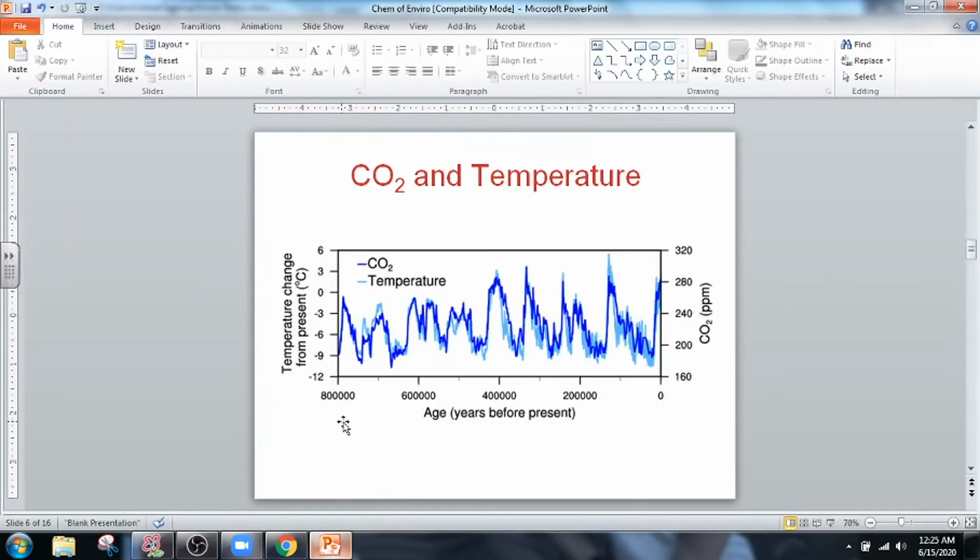The first thing that I want you guys to recognize, and this is oftentimes something that people out in society get confused about, is that carbon dioxide levels and temperature are linked. Absolutely, 100% linked. When you have high levels of CO2, your temperature is warmer. So you can see here our dark line is CO2 and our light line is temperature. So when the CO2 levels go up, so does the temperature. CO2 levels go down, so does the temperature.